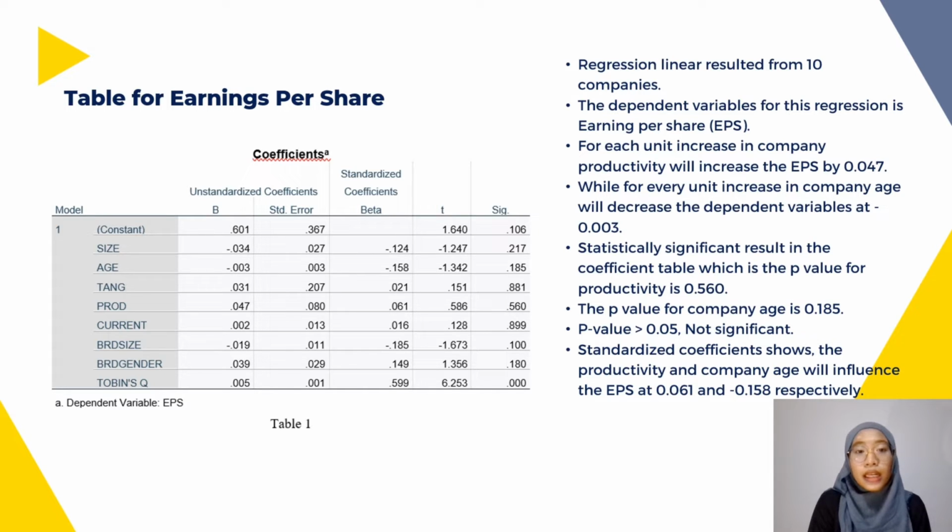Next, for statistical significance in the coefficient table, the p-value for productivity is 0.560. The p-value for company age is 0.185. The p-values are greater than 0.05, which is not significant. Lastly, we want to analyze the standardized coefficient, which shows that if there is a standard deviation change in the factor, how it will affect the EPS. The standardized coefficients show that productivity and company age will influence the EPS at 0.061 and negative 0.158 respectively.